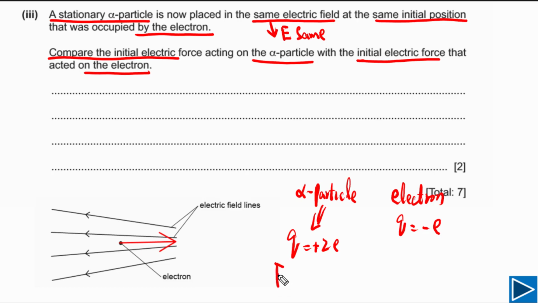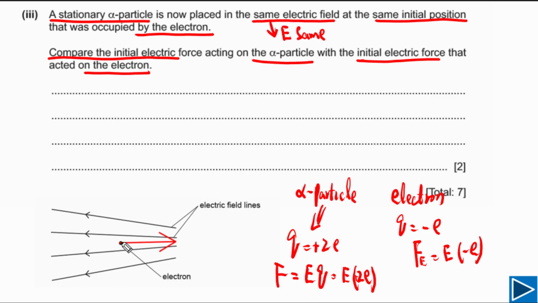So let's try to write down the force. Force is F equal to EQ. E is the same, so here we can write plus 2e. So this is the force on the alpha particle. The electric force acting on the electron will be equal to E times minus small e. So it simply means that the force on the alpha particle is 2 times the force on the electron, but the direction of force on the alpha particle is opposite to the force on the electron.